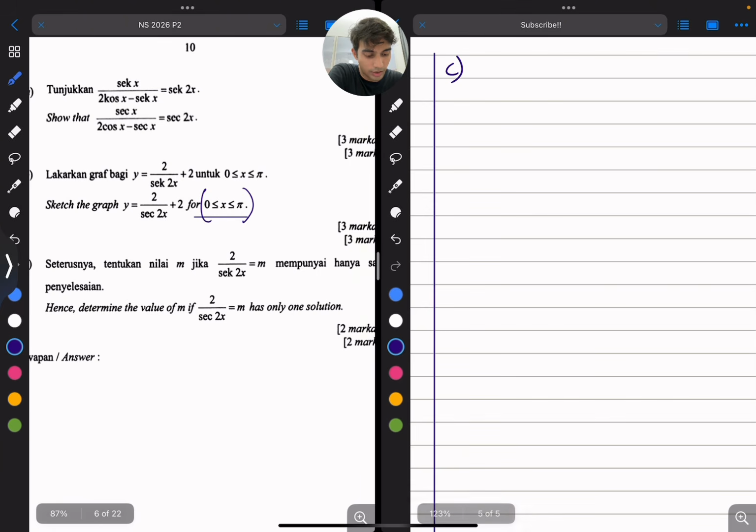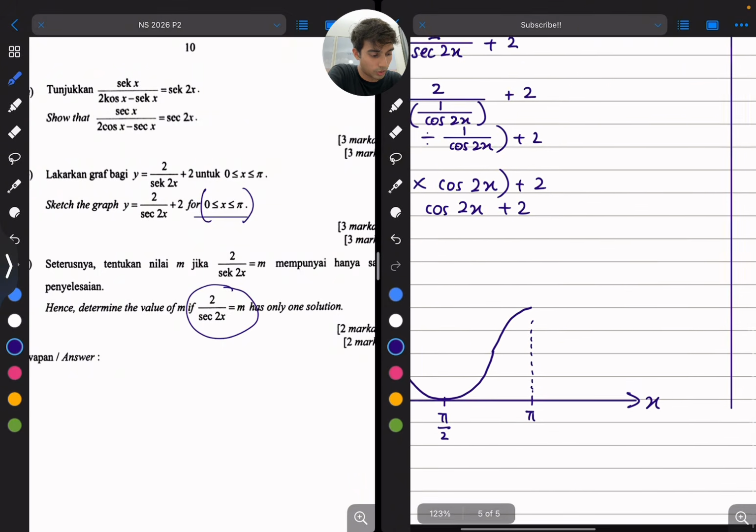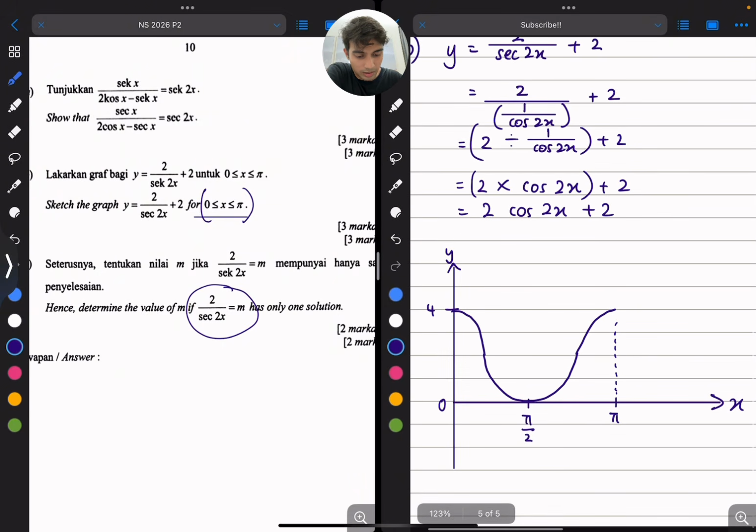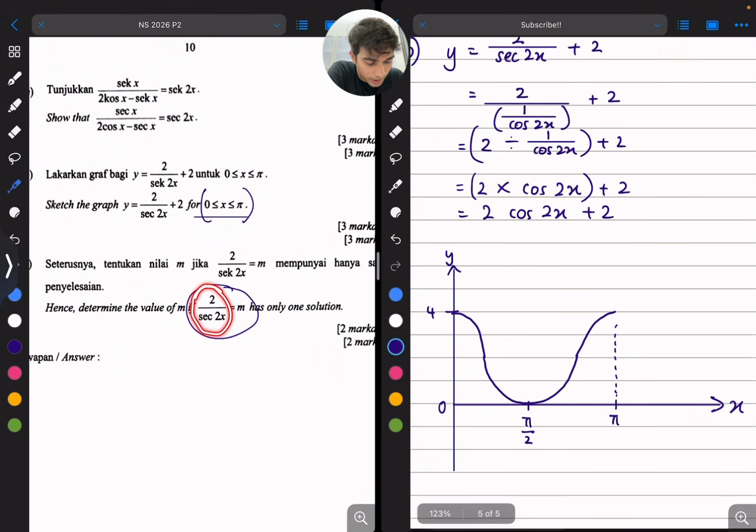Determine the value of M if this one has only one solution. Okay. So this is Y. Whenever you want to solve the number of solutions, we need the straight line and we need the Y inside this line. Then only we can solve. So we know 2 over sec 2x plus 2 equals to Y. We only want 2 over sec 2x. So this plus 2 you move here. Y minus 2 will equal to 2 over sec 2x.